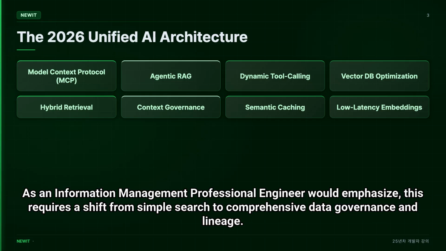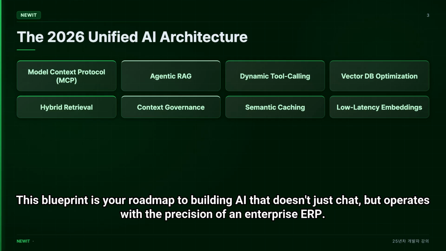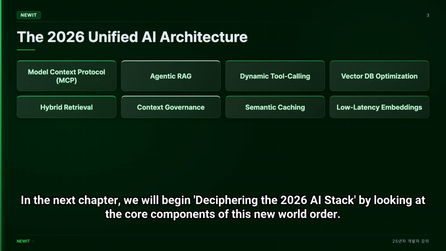As an information management professional engineer would emphasize, this requires a shift from simple search to comprehensive data governance and lineage. In this lecture, we will map out every layer, from the optimized embedding strategies to the vector indexing algorithms, and finally, the MCP-based orchestration that prevents the system from breaking. This blueprint is your roadmap to building AI that doesn't just chat but operates with the precision of an enterprise ERP. In the next chapter, we will begin deciphering the 2026 AI stack by looking at the core components of this new world order.